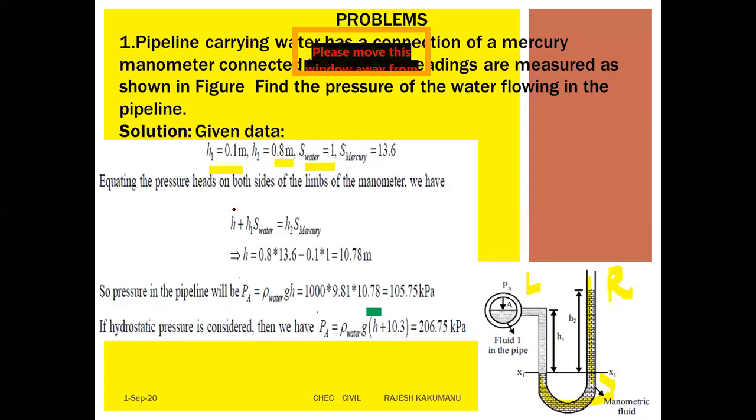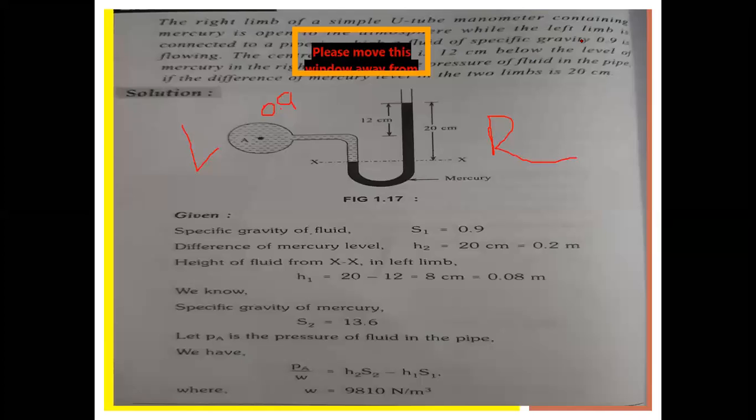Now, what is the given data? The specific gravity of the fluid, S1, is equal to 0.9. The difference in the mercury level in the two limbs, H2, is equal to 20 centimeters, that is 0.2 meters. Now, the height of the fluid from the datum line X in the left limb.